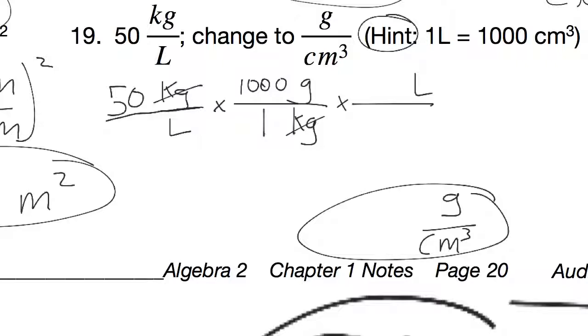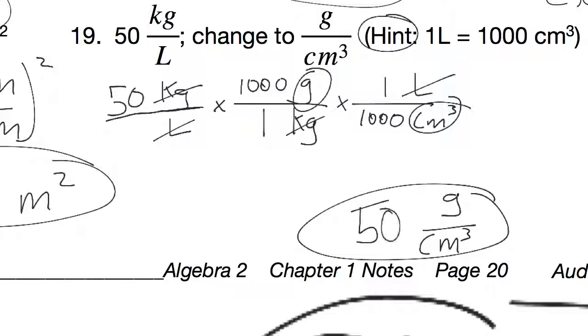We got liters on top, liters on the bottom. 1,000 cubic centimeters will equal 1 liter, which cancels out, and we're just left with grams per centimeter cubed. Great. So we have 50 times 1,000 divided by 1,000, which is 50. 50 grams per centimeter cubed. You could even say that the thousands cancel out. So 50 kilograms per liter is equal to 50 grams per centimeter cubed.